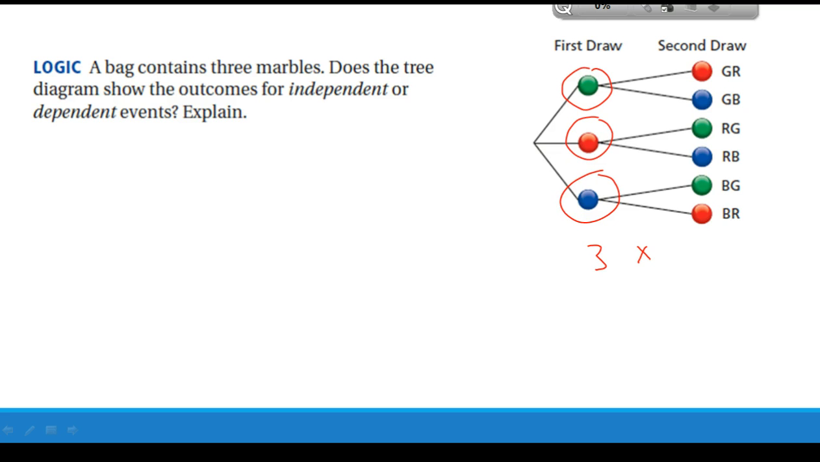Now, if I put the marble back, that would make it an independent event, and I'd have 3 choices here. But I don't. I have only 2 choices each go around on the second draw. So that means I'm not putting the marble back, and there are only 2 marbles left to draw. So this is a dependent event because I'm not replacing. And I know I'm not replacing because I have the marbles left. Okay, and I think that's the end of it.